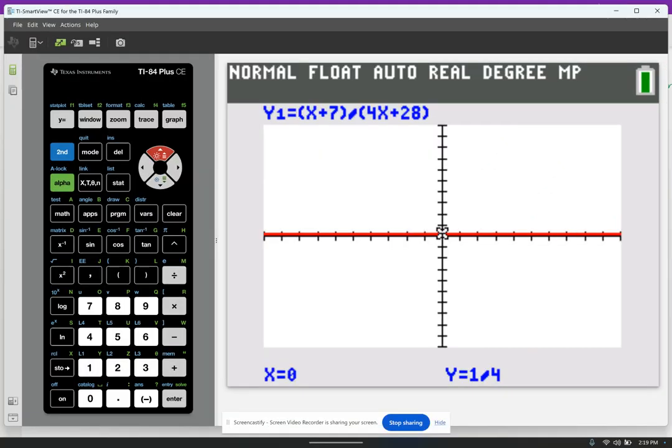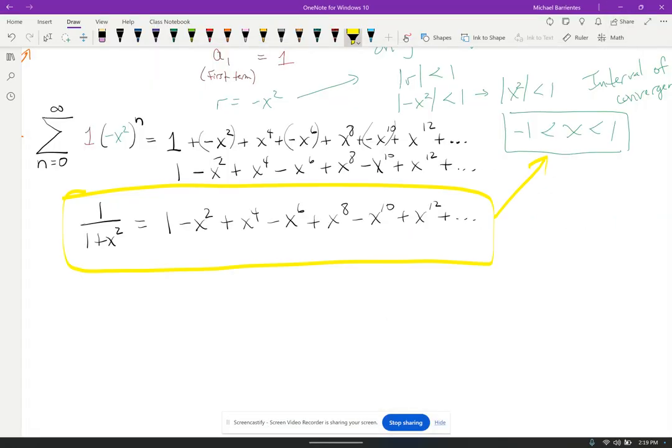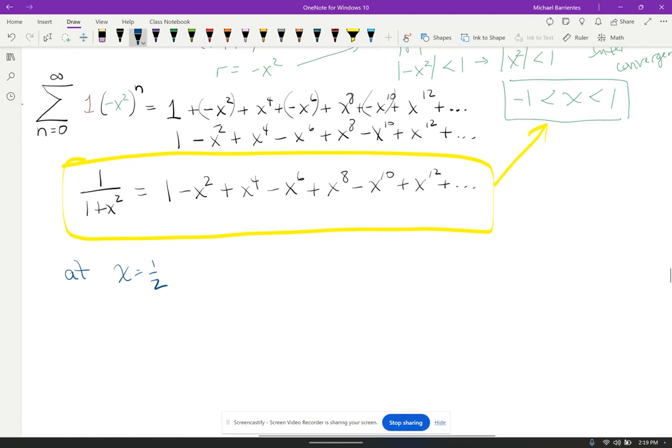Well, let's pull out our calculator and we can see some things. Why don't we check it? Why don't we pick a value in that window? So let's say at x equals 1 half. 1 half is between negative 1 and positive 1, right? So at negative 1 half, what is 1 over 1 plus 1 half squared?